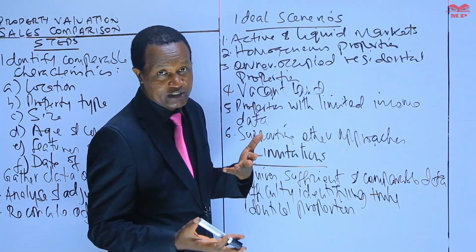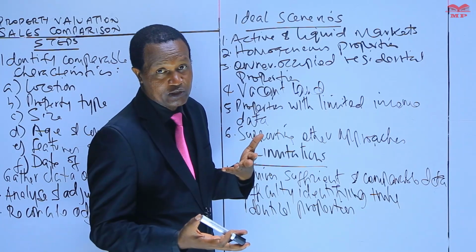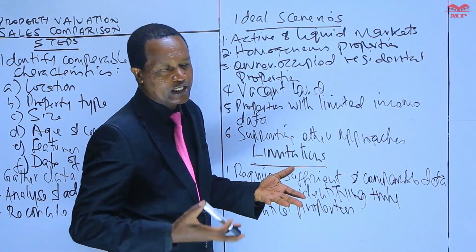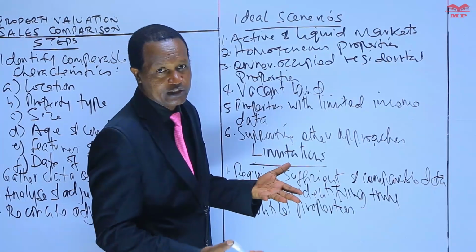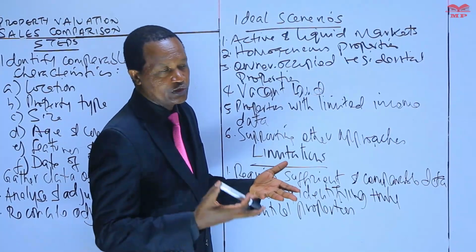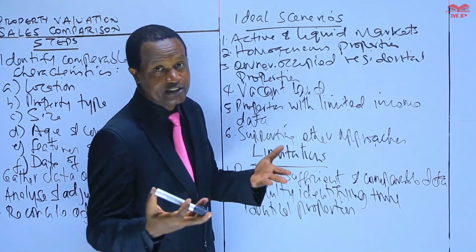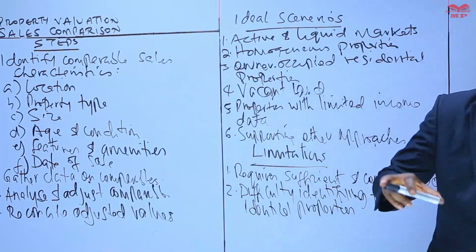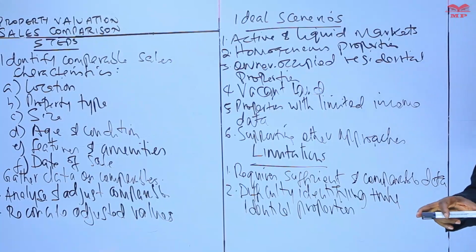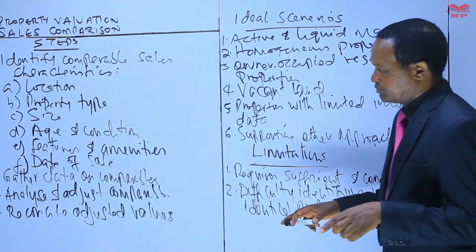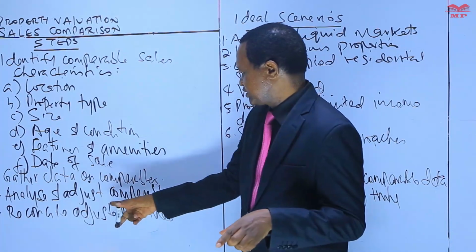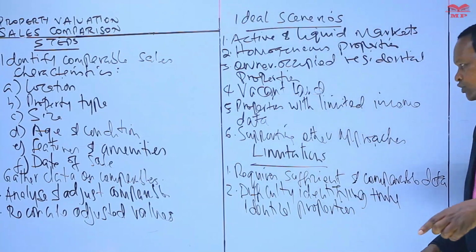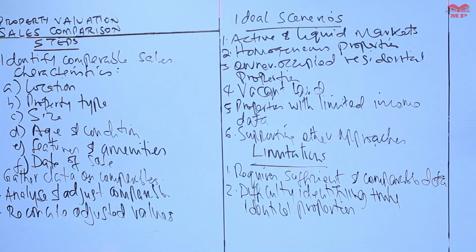So finding comparables that are exactly the same as the subject property in all aspects, meaning location, in size, in age, in condition, and even features, is very rare. And that necessitates making adjustments, as we saw in the third step, analyze and adjust comparables. So it's not easy to find purely identical properties, and therefore adjustments have to be made.